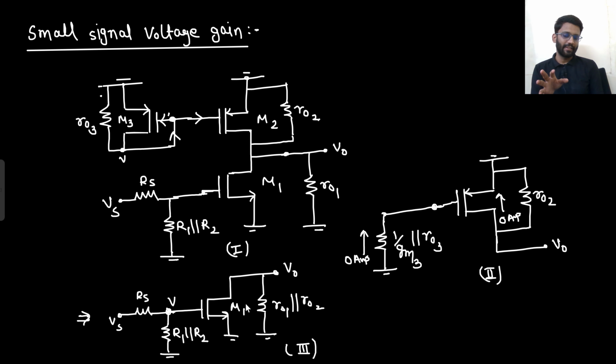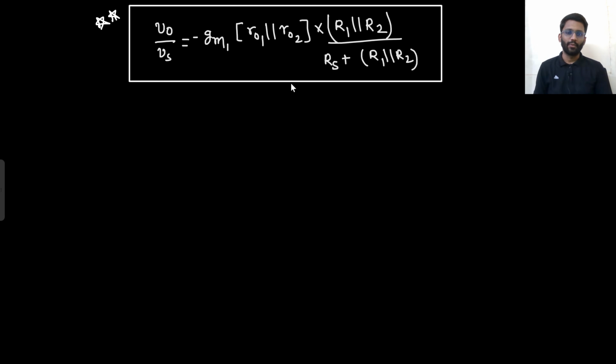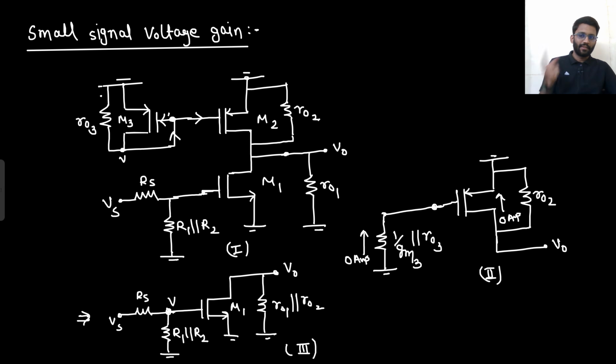First write down the potential here, then the current here would be GM1V. The same current is flowing through R0 or this final output impedance. That current would be GMV. That current is flowing through V0. So what will be your V0? V0 would be GM1 into R01 parallel with R02 and minus sign. And what is the value of V? Value of V is R1 parallel R2 upon R1 parallel R2 plus Rs. So from there you could get this final answer V0 by Vs, that is this. So this was the first method from where you could find the small signal voltage gain.